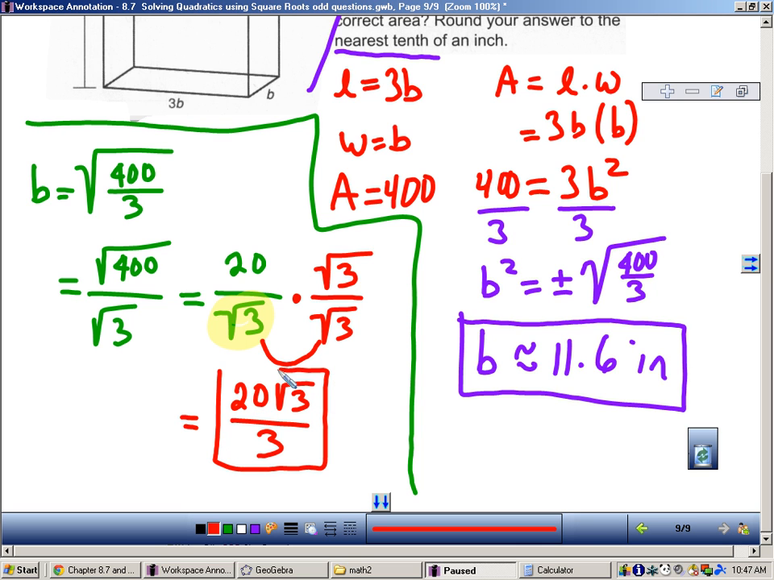Now this is important, because now if I asked you to find the length and the width, and then find the area of that rectangle, you would find the exact answer, not an approximate answer using decimals. So if B is 20 radical 3 over 3, then the width is equal to B, you could find the length by multiplying this value by 3, and then find the area.